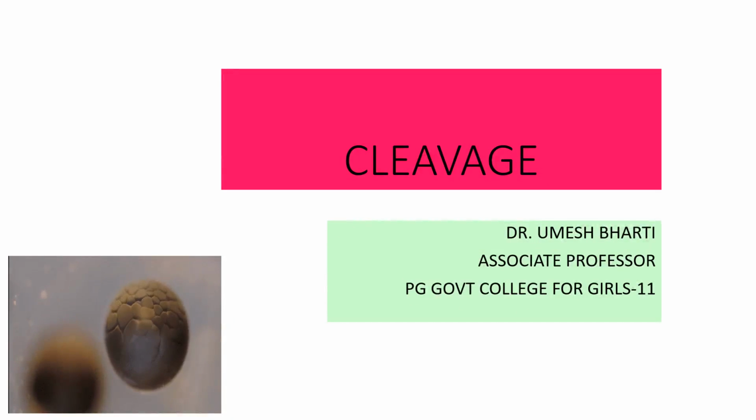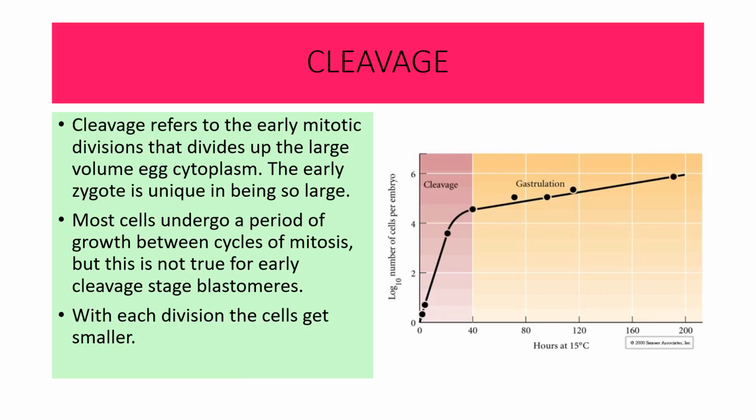Cleavage is the fast division of the zygote to form the blastula. So cleavage refers to early mitotic divisions that divide up the large volume of egg cytoplasm. The early zygote is unique in its large size. Most cells undergo a period of growth between cycles of mitosis, but that is not true for early cleavage stage blastomeres. With each division, the cells get smaller.